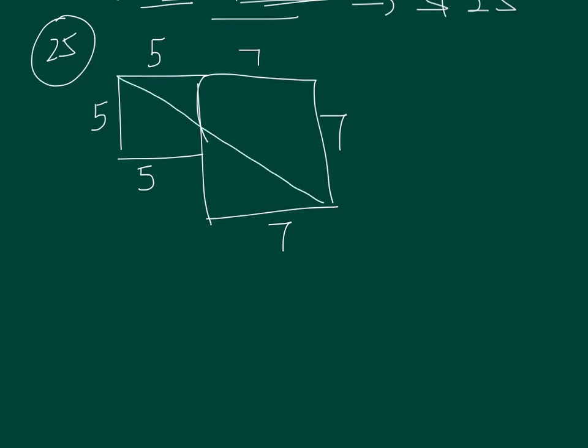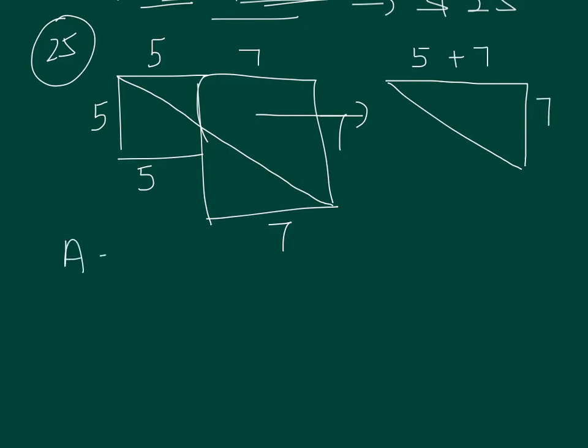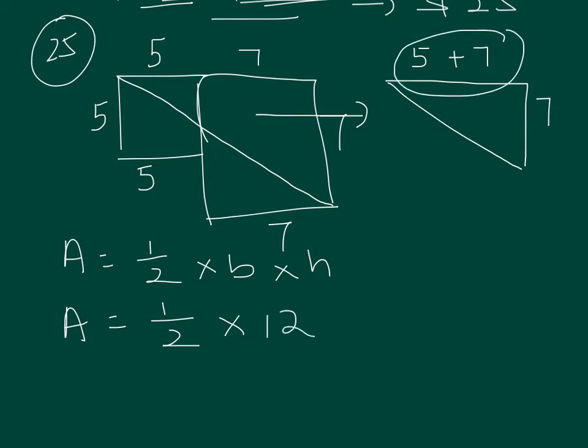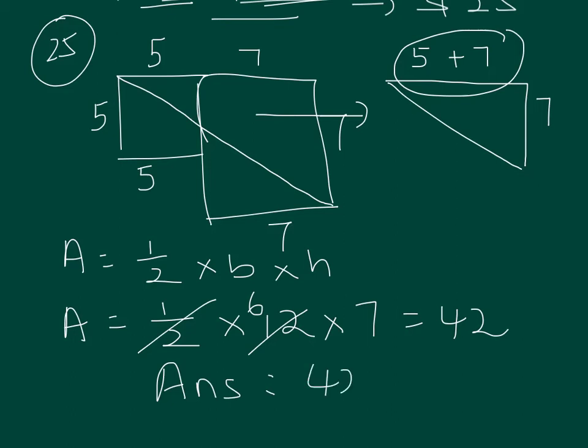The unshaded part is a triangle that looks like this. If we bring this triangle out, it will look like that. So here will be 5 plus 7, and here will be 7. Area equals half times base times height, which is half times 12, which is 5 plus 7, times 7. Cancel, cancel 6. This will give me 42. So my answer for question 25 will be 42 centimeter square.